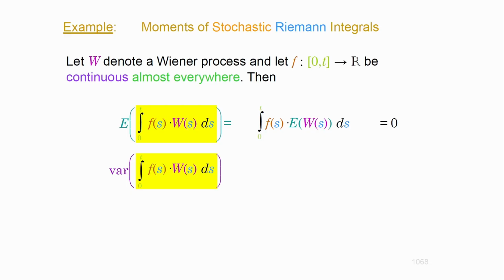Now, how would you get the variance? The variance is the expectation of the squares. Why? Because the variance of any random variable is the expectation of the squares minus the square of the expectation. And since the expectations are 0, as you see, the variance degenerates to the expectation of the squares.